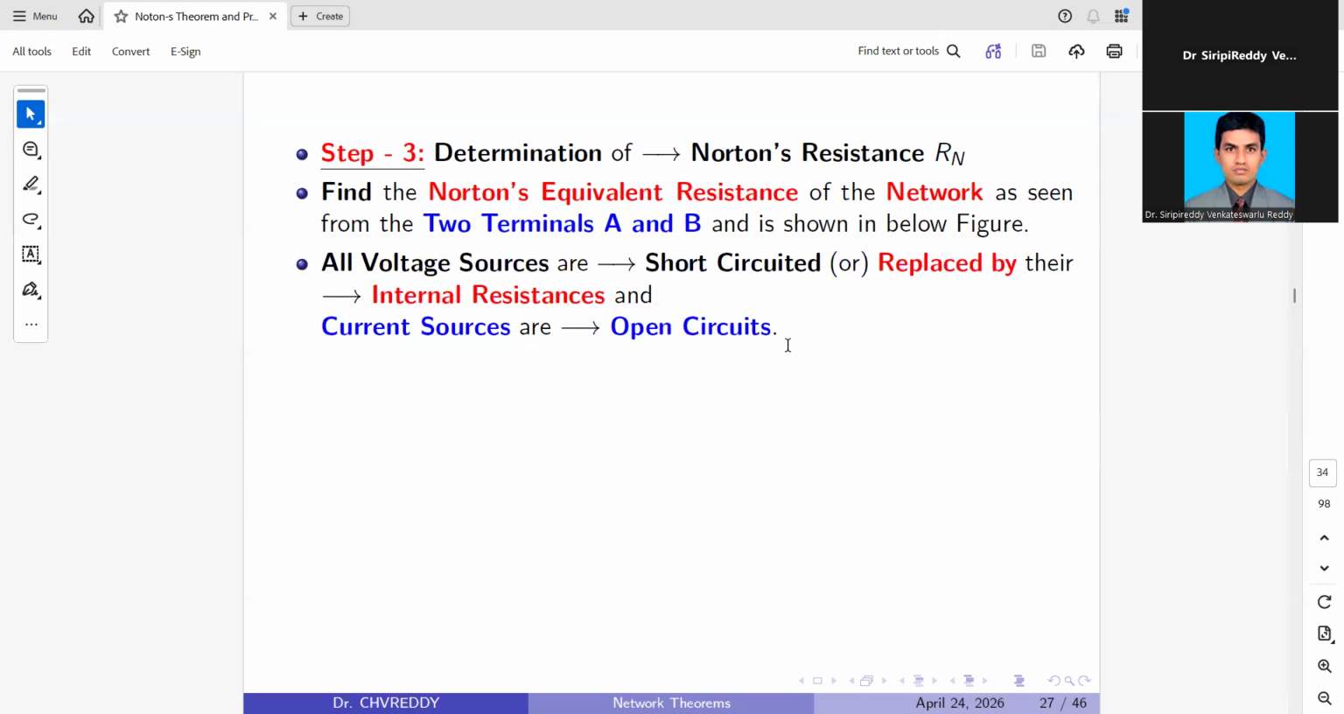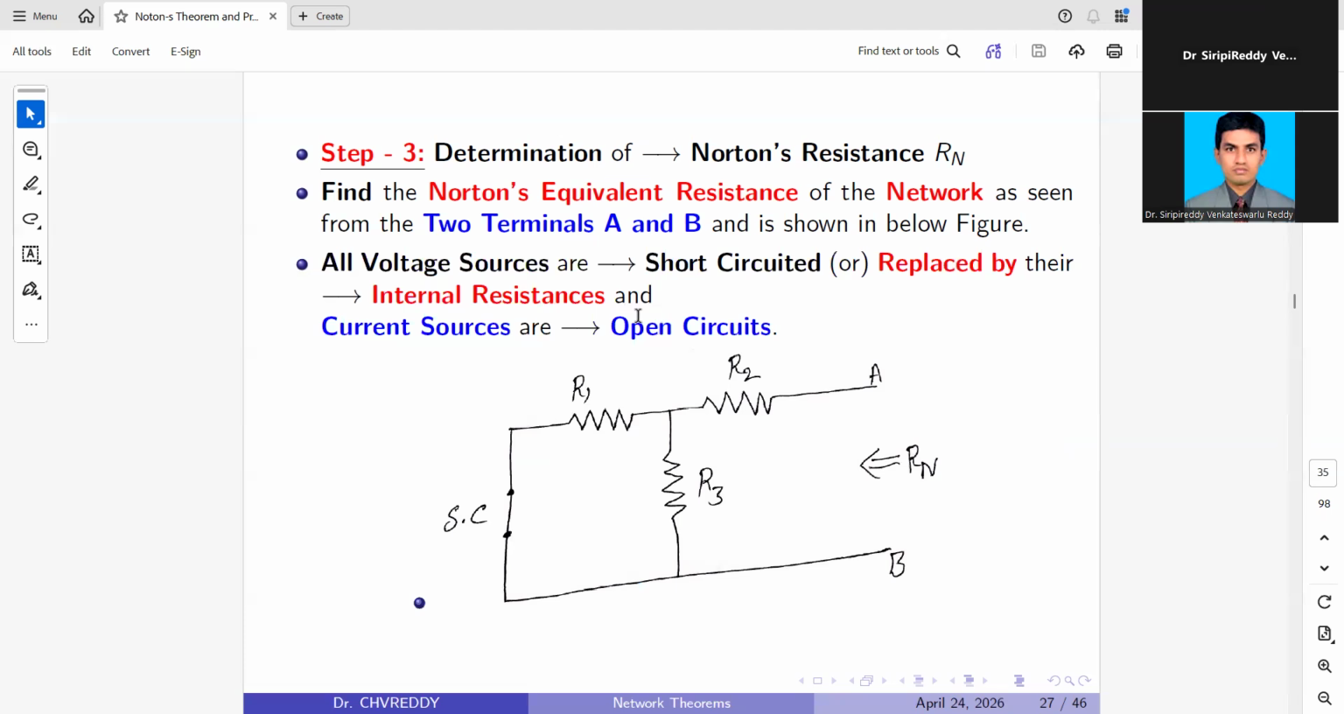Now in the original circuit, they gave only one voltage source. As per this statement, if any voltage sources are there, we can make them a short circuit. Based on that, in the original circuit they gave one voltage source, and that voltage source we can make a short circuit.